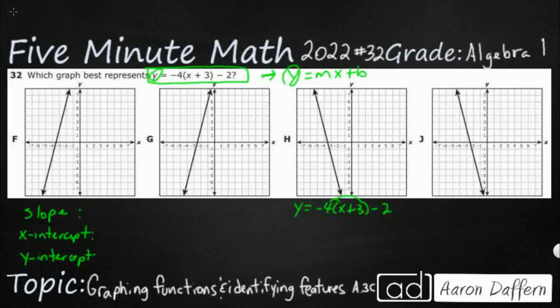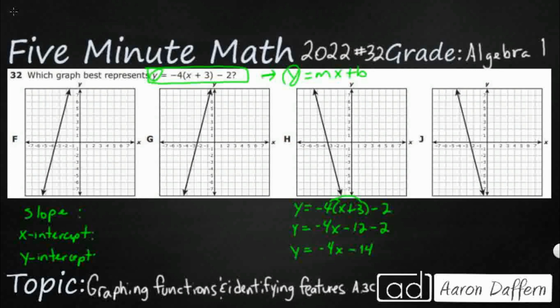So let's distribute this out. It's going to be y equals negative 4x. And then that's going to be negative 4 times positive 3, that's minus 12. And then I've still got that minus 2. So if I simplify those two like terms, those two constants, it's going to be negative 4x minus 14.